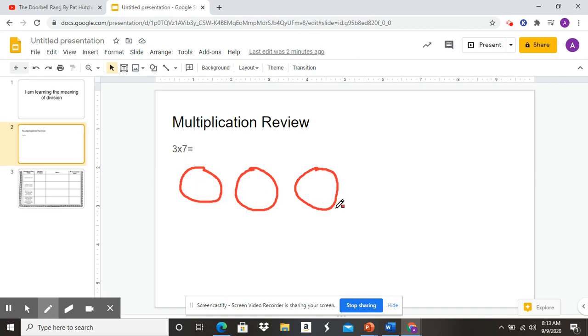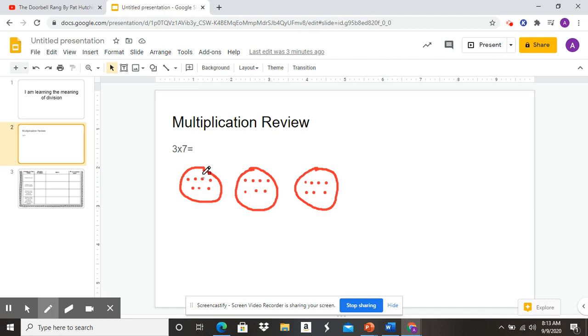Well, how many go in each of those groups? 7. That's where that number 7 comes from. So 1, 2, 3, 4, 5, 6, 7. Now I've got to put 7 in this group. That's 1, 2, 3, 4, 5, 6, and 7. And 1, 2, 3, 4, 5, 6, and 7, okay? So now I've modeled a grouping strategy and I've solved 3 times 7.